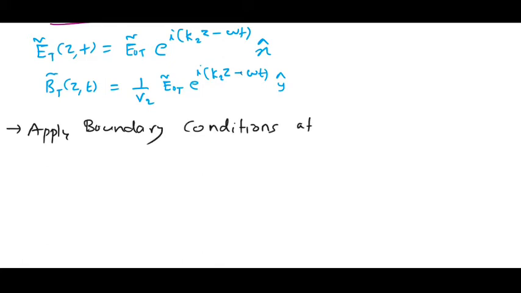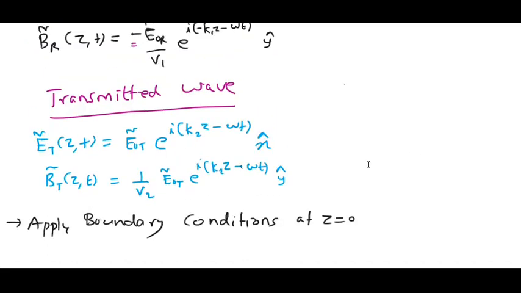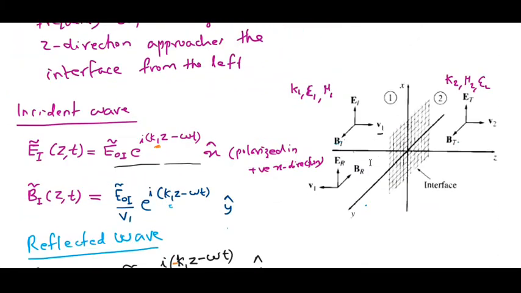Apply boundary conditions at z equal to 0. Z equal to 0 in the sense that it is the boundary separating the two media. See, this is the z-axis, positive z, this is negative z, and this is 0. That is our interface, and the interface is nothing but the boundary. That is, our boundary lies at the z equal to 0 position.